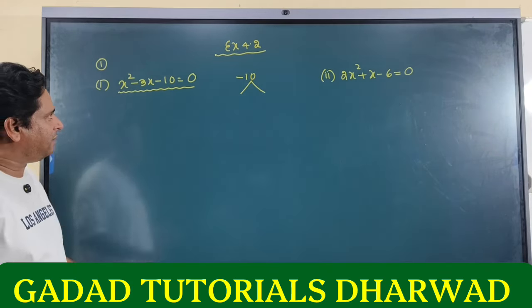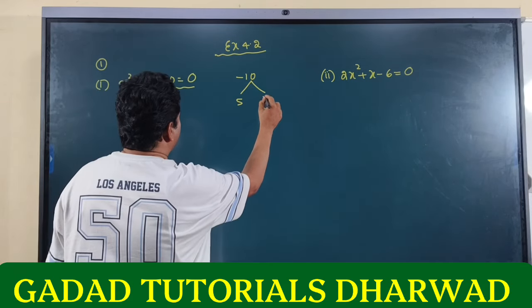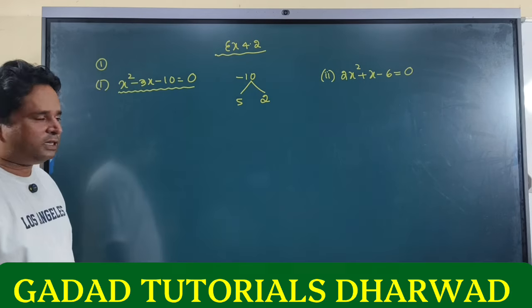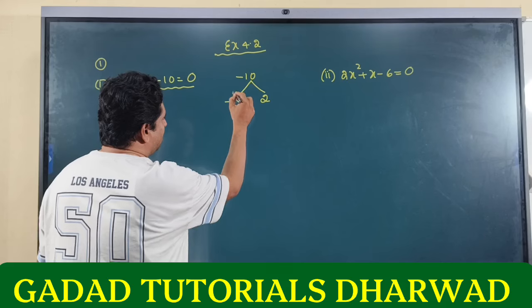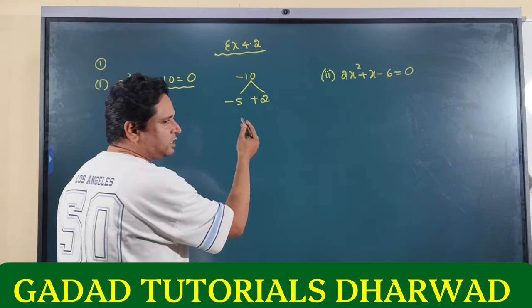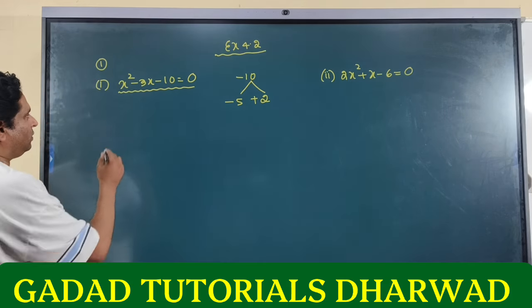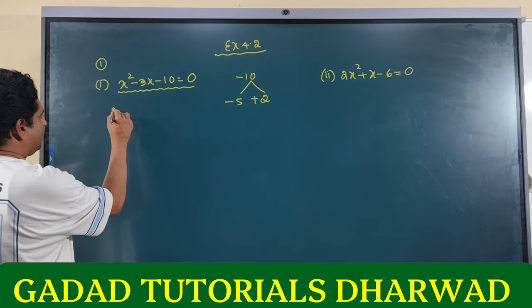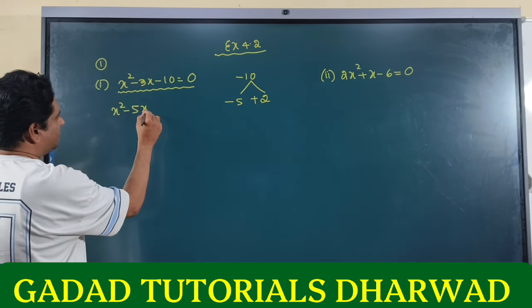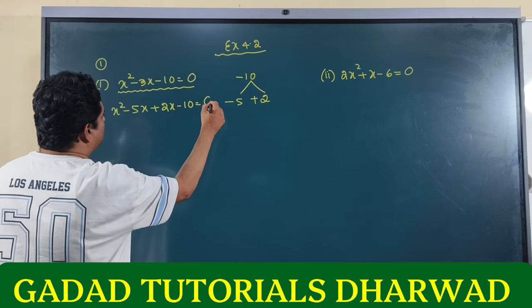Like that you have to split that -10, right? I will split it as 5 twos are 10. What is the middle factor sign here? Minus. Greater integer, minus. Minus into plus is minus. Just now I told you how to take the sign here. Okay, now we split this -3x as -5x + 2x. x² - 5x + 2x - 10 = 0.